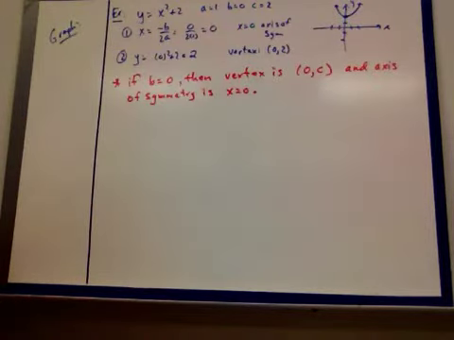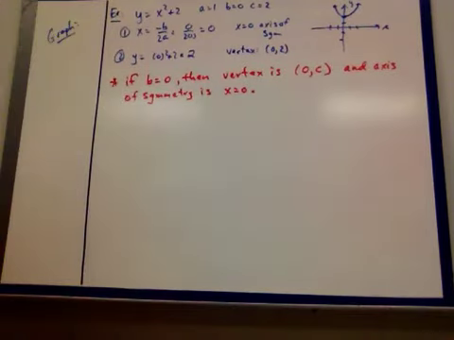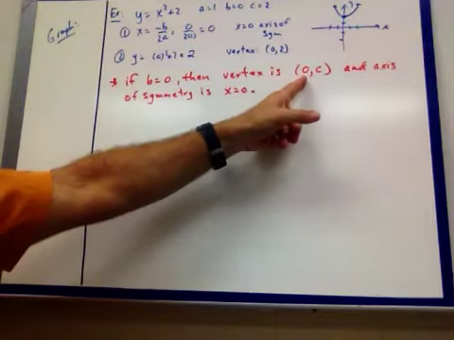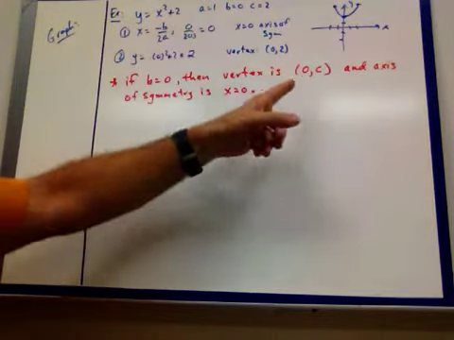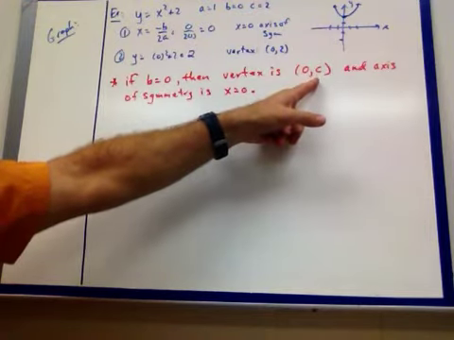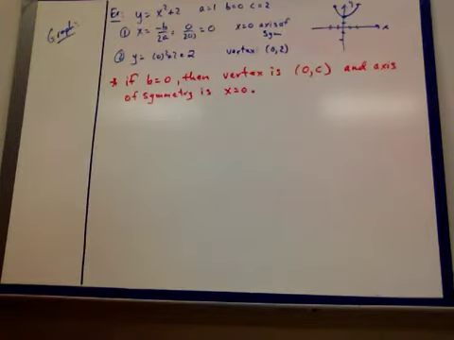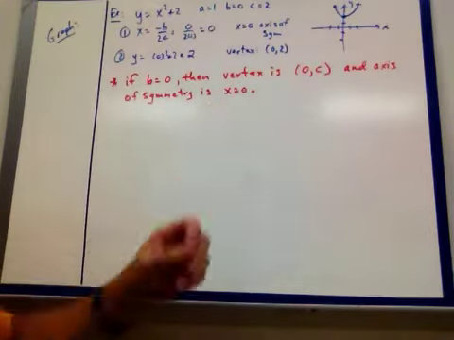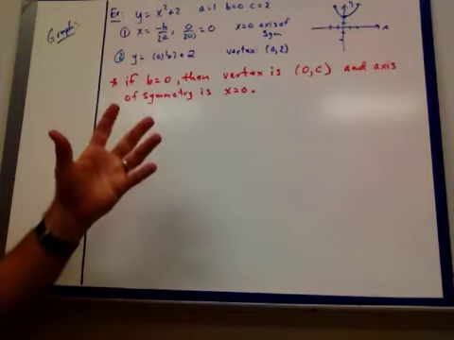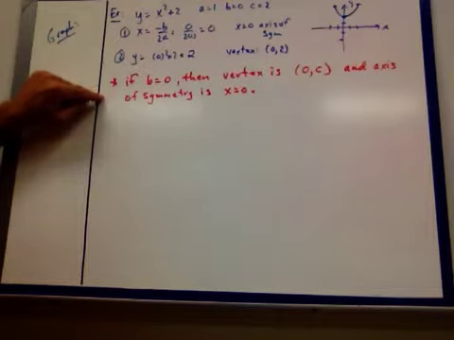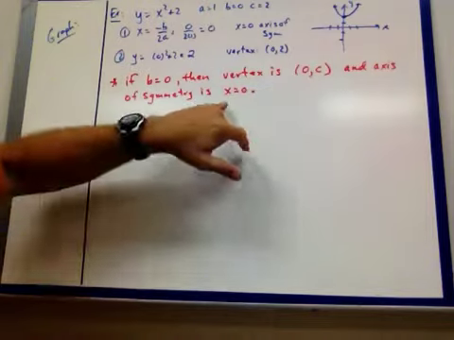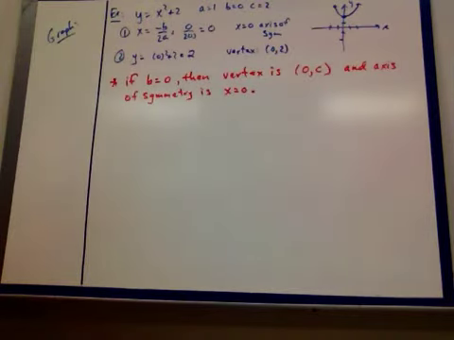And the thing about some of this is if b is 0, then your vertex is going to be 0 for x, because you'll always get a 0 there, and the c term, whatever your c is, is going to be the y-coordinate of the vertex. And the axis of symmetry, of course, is going to be x equals 0, because the x-coordinate of the vertex and the axis of symmetry have to be the same. So you can do them the same way. This is just a little shortcut. When you see that there's no b, because b is 0, then you know that the vertex is going to be (0, c), and the axis of symmetry is x equals 0. That's just a shortcut there.